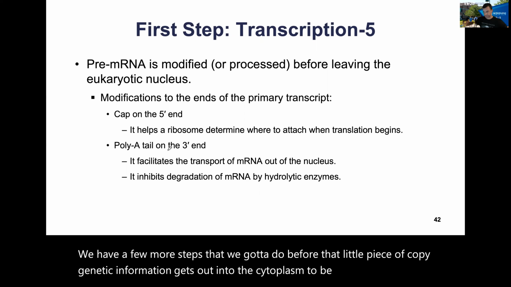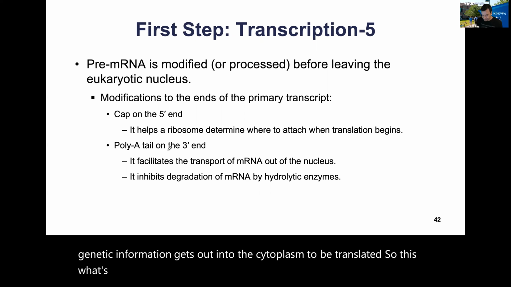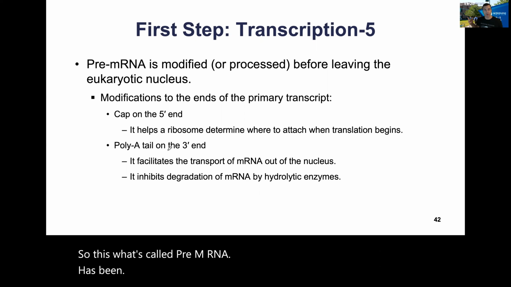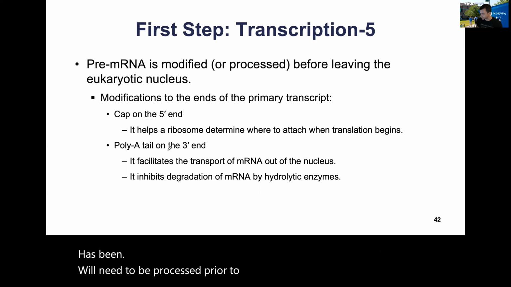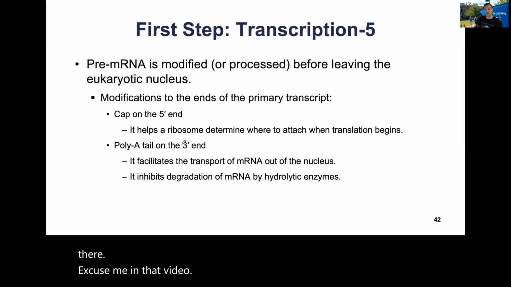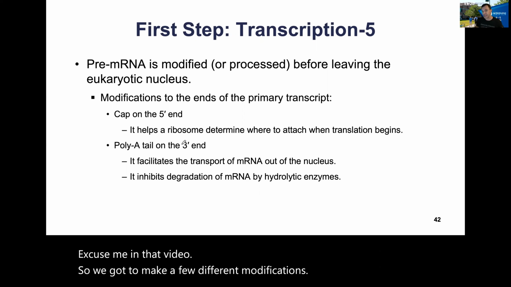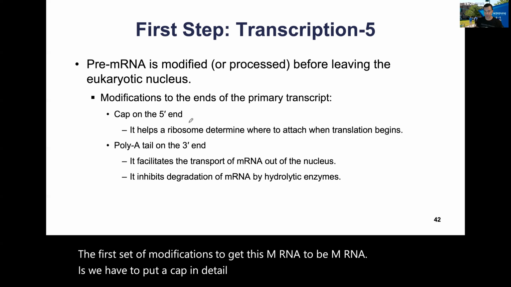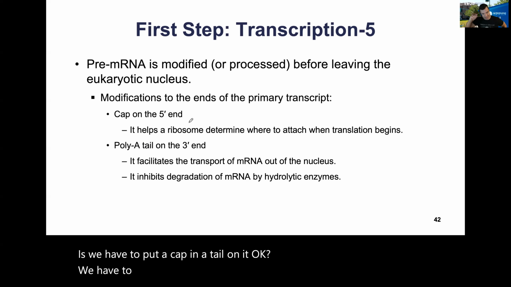So this, what's called pre-mRNA, will need to be processed prior to leaving. We just kind of saw that in that video. So we have to make a few different modifications. The first set of modifications to get this mRNA to be mRNA is we have to put a cap and a tail in it. We have to have a cap and we have to have a tail coat.